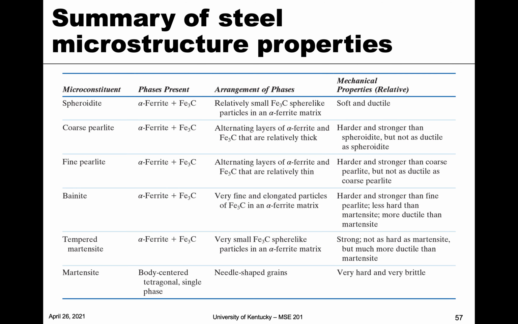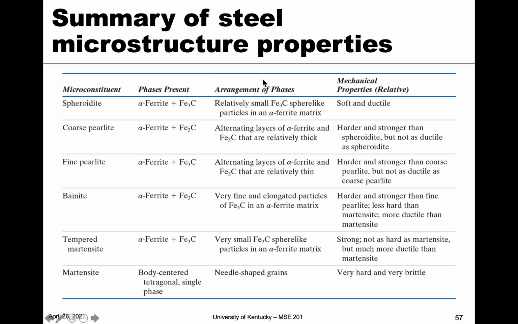So this is the summary table that gives you a snapshot of all the things that we've talked about so far. So we've talked about spheroidite, spherical particles of cementite and ferrite, coarse and fine perlite, which is the lamellar structure, the layers of those same phases. We have bainite, which is also the same phases, but very fine particles. And then we have martensite, which is a non-equilibrium phase that has these needle-like grains. And then tempered martensite is the equilibrium phases, but in very small particles based on the diffusion from martensite.